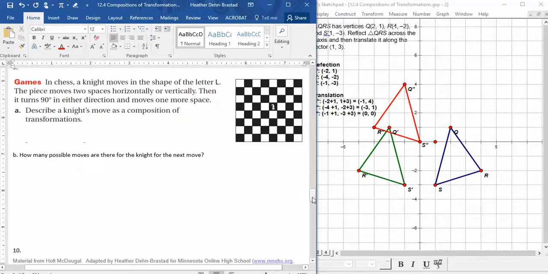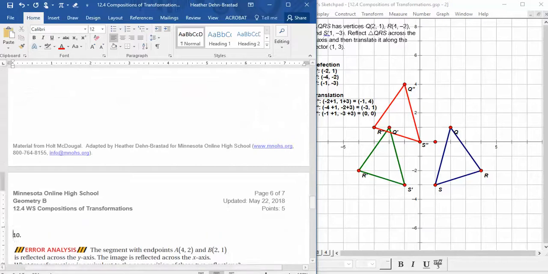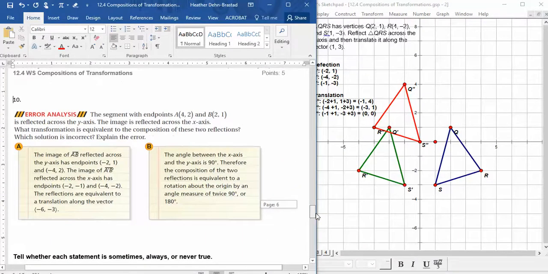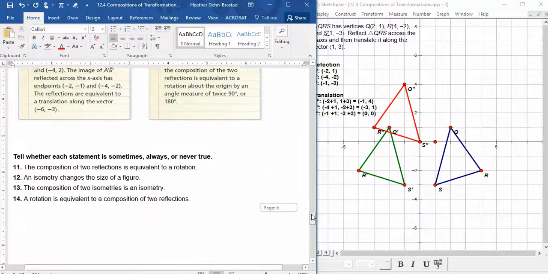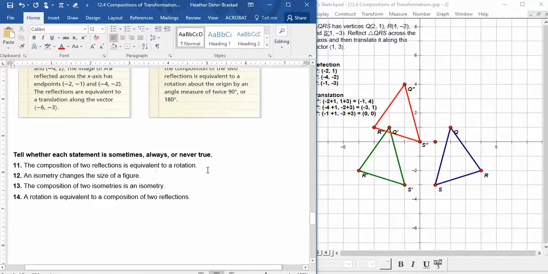All right, and then number 10 here we go. There's an error analysis. Pick which one is incorrect and tell what the error is. And then there's a sometimes, always, or never true part down here. Just a few of those.